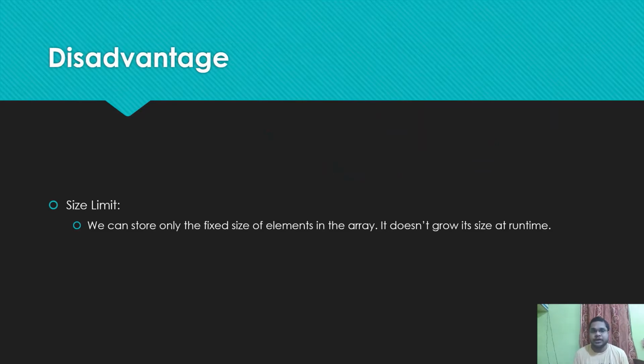And the main disadvantage of the array is the size limit: we can store only a fixed number of elements in the array. It does not grow its size at runtime. That means if you already defined the size of your array as 50, then at runtime we can't store more than 50 pieces of data. If we have 51 pieces of data, then one is exceeded, and the size is not increased automatically. Okay, that is our disadvantage in the array.